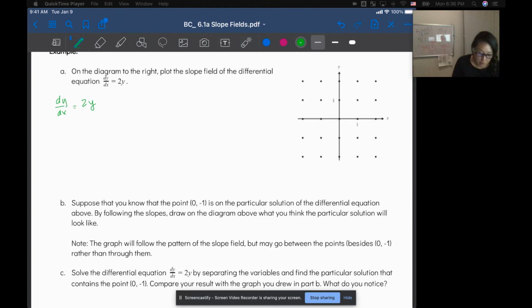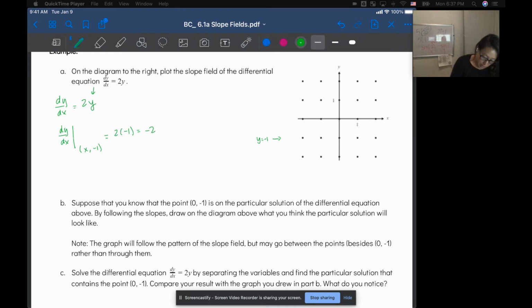This one's kind of nice as well because we only have a y variable in our differential equation, so the only thing that's going to change our slope is if we change y values. So let's evaluate dy over dx at any x and a y of -1, and we get 2 times -1, which gives us -2. So any point where y is equal to -1, we're going to have a slope of -2.